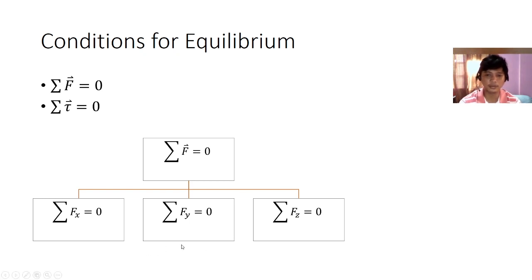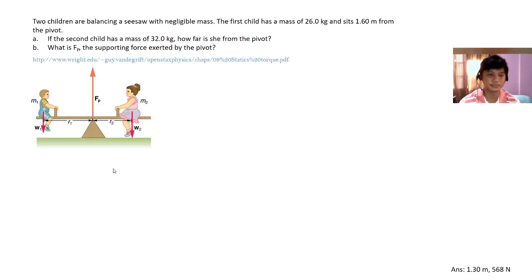So let's dive right into some of these problems. This one I got online. Two children are balancing a seesaw with negligible mass. The first child has a mass of 26 kilograms and sits 1.6 meters from the pivot. So if the second child has a mass of 32 kilograms, how far is she from the pivot?